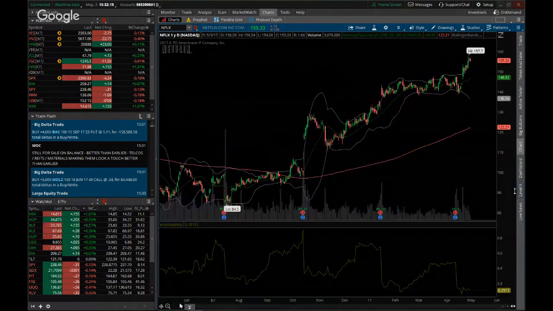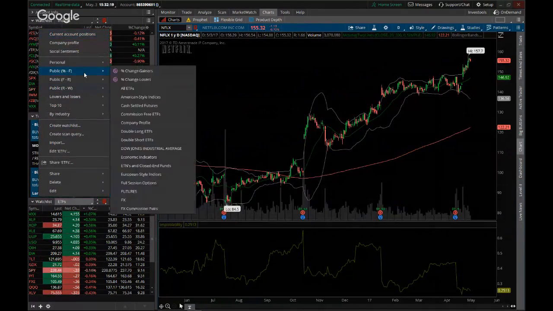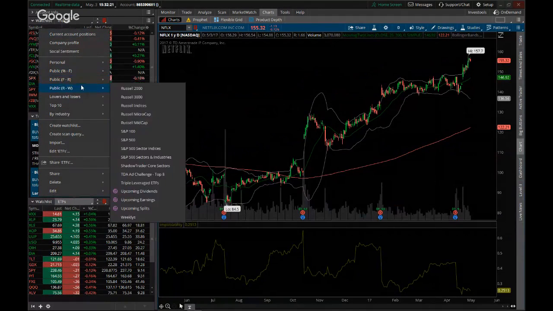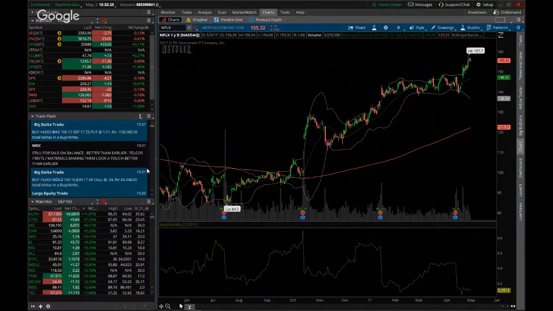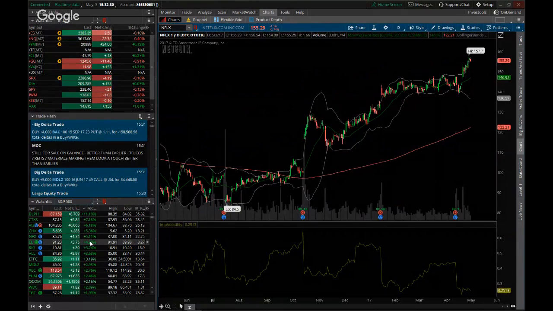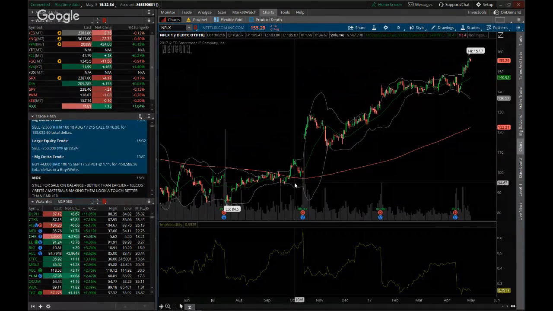Another thing you can do is take a watch list and sort it by, say, the S&P 500. I'll just do that. Most of these are going to be just fine. The NASDAQ 100, those are also going to be fine as far as volume that should be able to get you in and out, no problem.